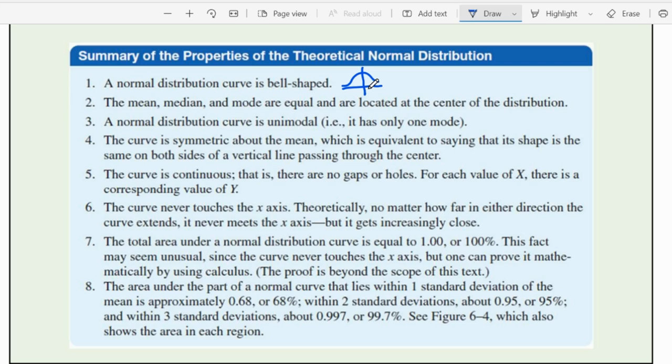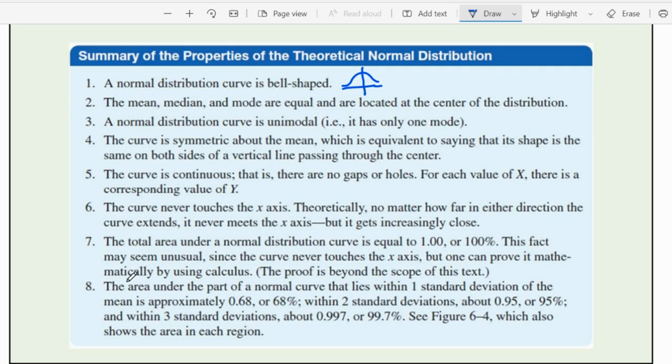Number 7, the total area under a normal distribution curve is equal to 1 or 100%. This may seem unusual since the curve never touches the x-axis, but if you want to really prove why that's true, then save it for college. But notice that everything underneath this graph has an area of 1.